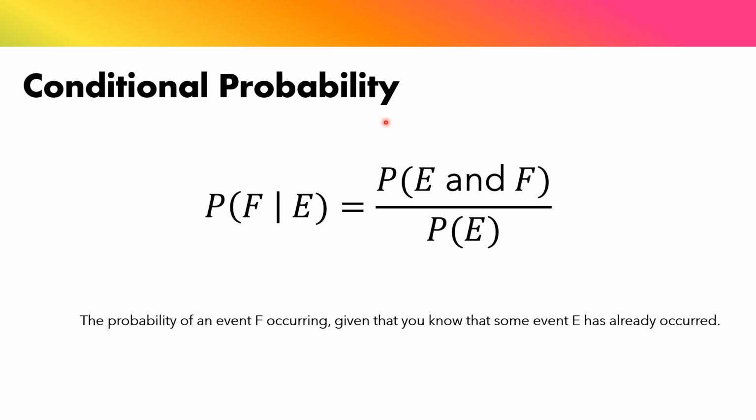So if you already have some prior information about some events that are going to be occurring, then that can help you get a more accurate idea of the probability, right? So conditional probability is calculating probabilities when you know that some event has already occurred.